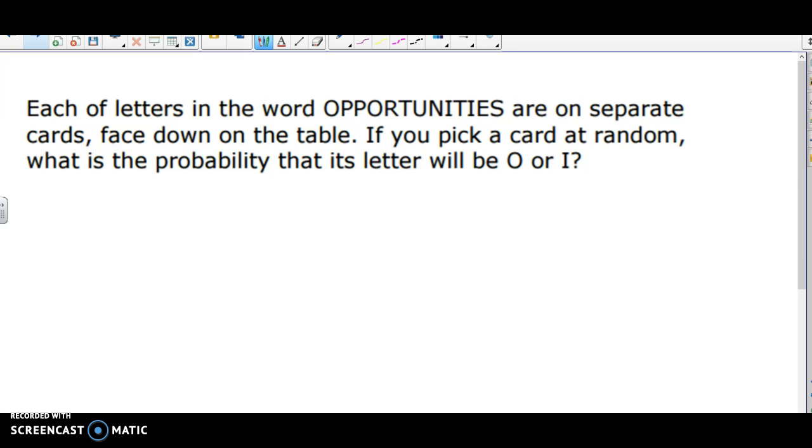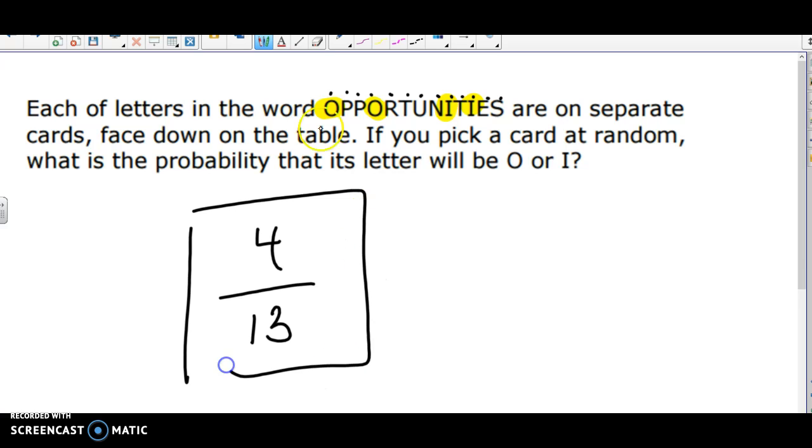It says each of the letters in the word opportunities are on separate cards, face down on the table. If you pick a card, what is the probability that its letter will be O or I? So I have 1, 2, 3, 4 that are what I want. And then I have 1, 2, 3, 4, 5, 6, 7, 8, 9, 10, 11, 12, 13. If I count it correctly, 4 out of 13. Yes. Just wanted to check to make sure I was right.